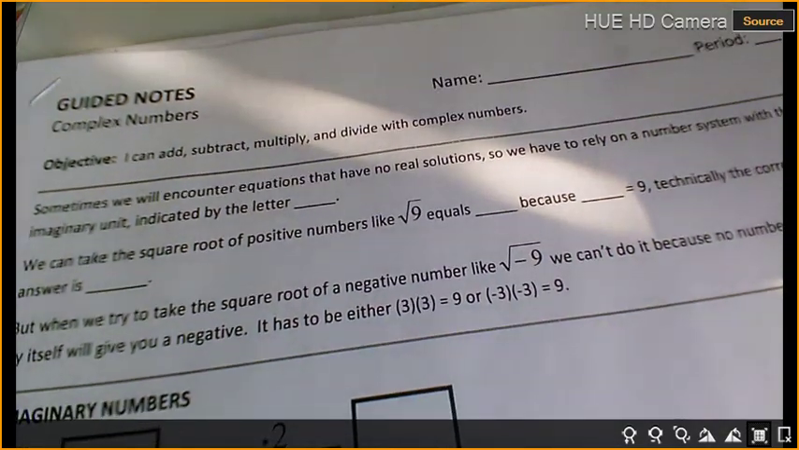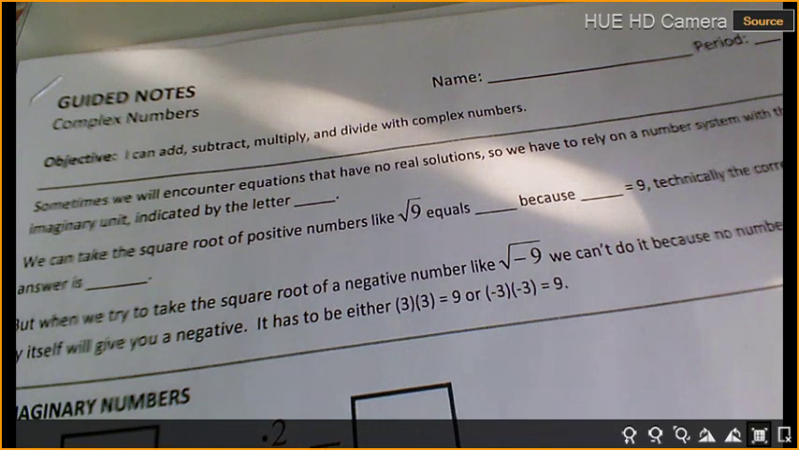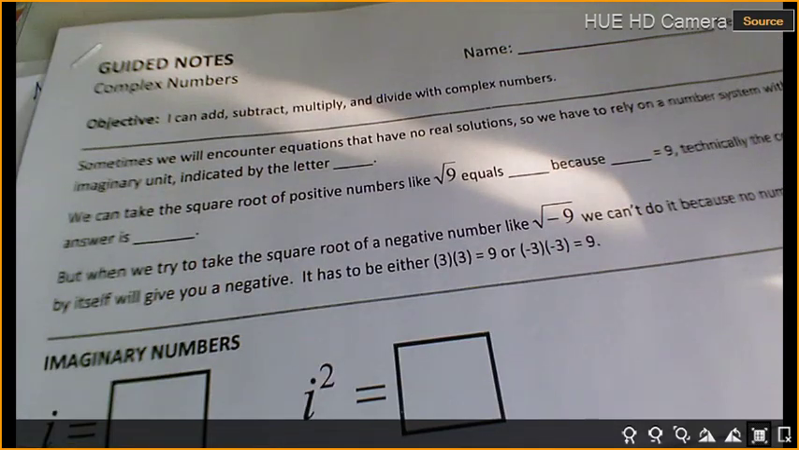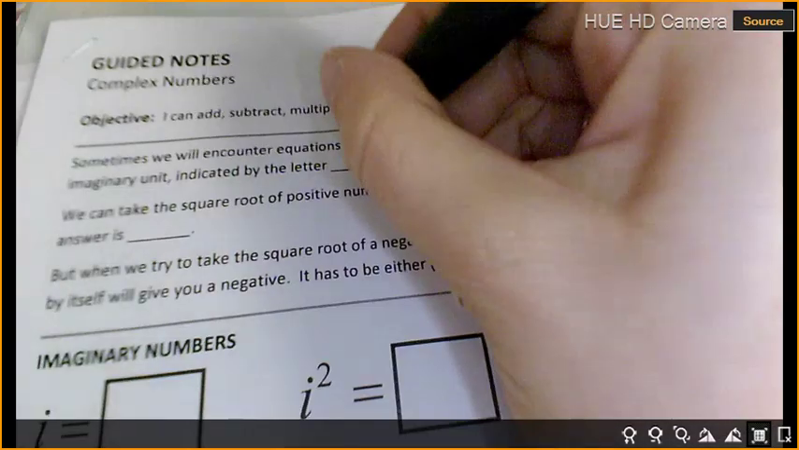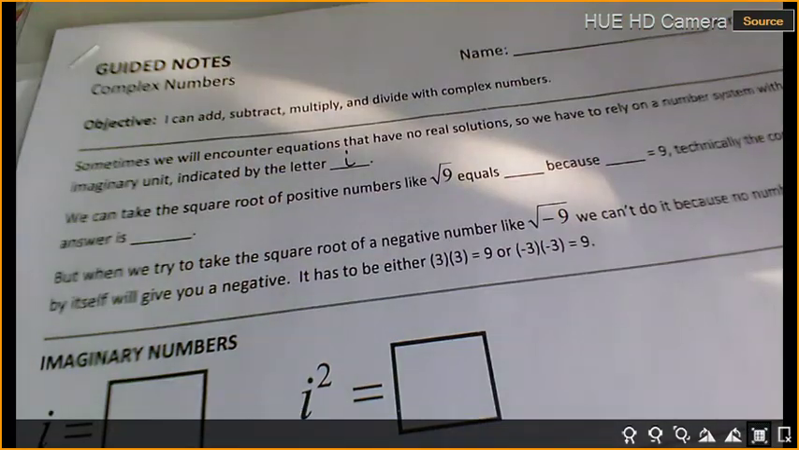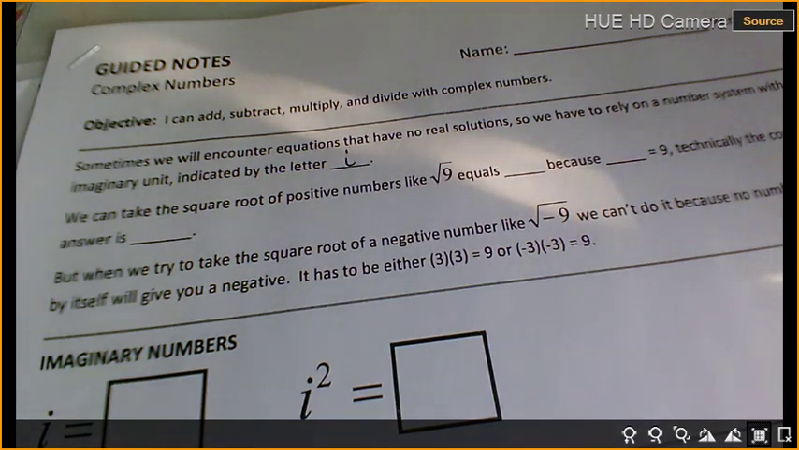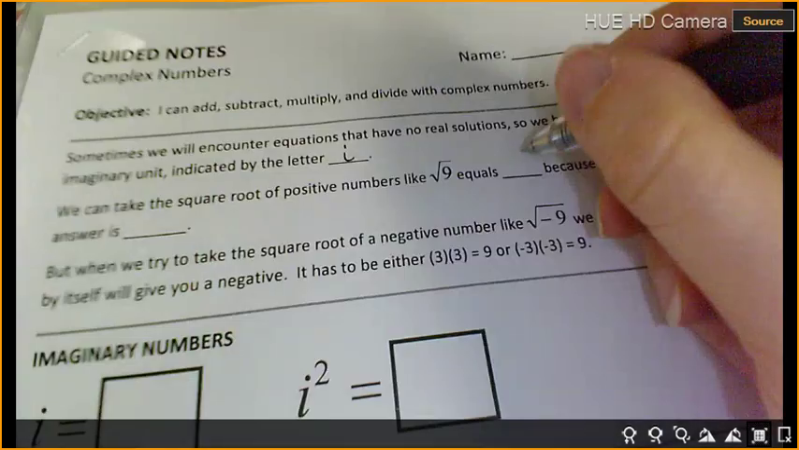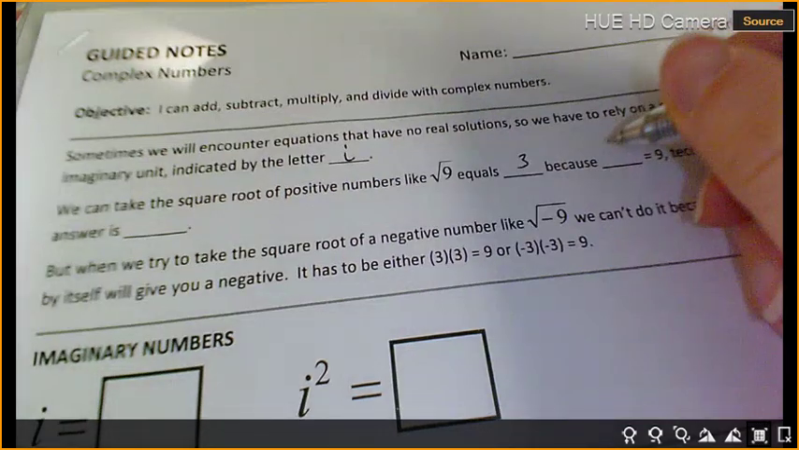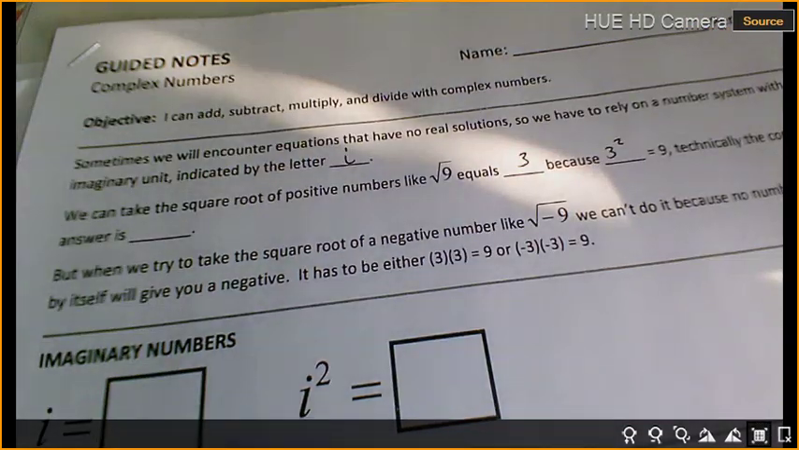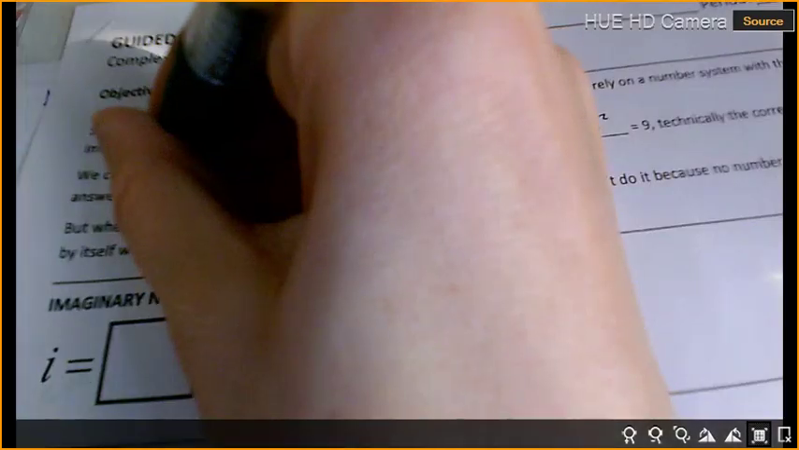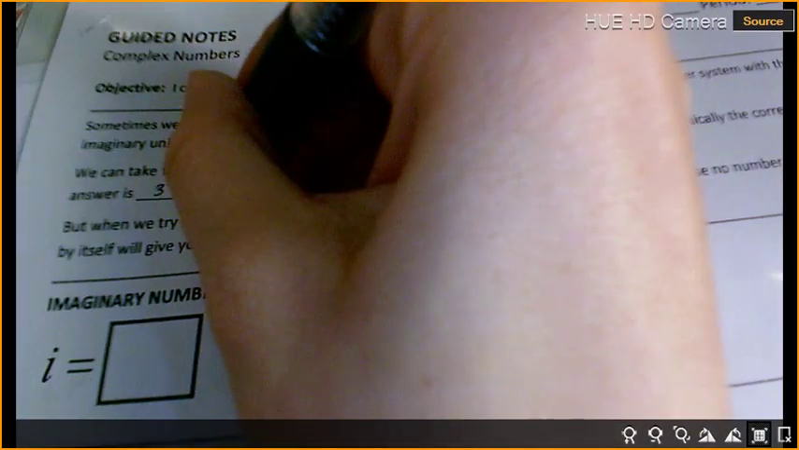Sometimes we encounter equations that have no real solutions, so we have to rely on a number system with imaginary units indicated by the letter i. We can take the square root of a positive number like 9. The square root of 9 equals 3 because 3 squared equals 9. Technically, the right answer is 3 and negative 3, correct?